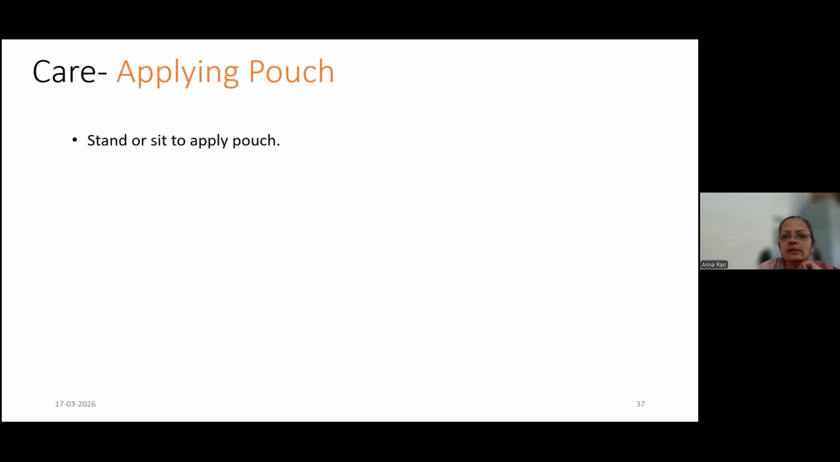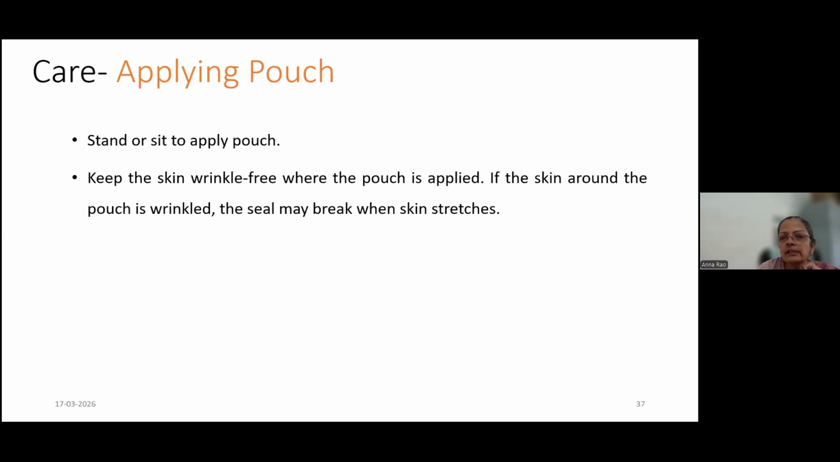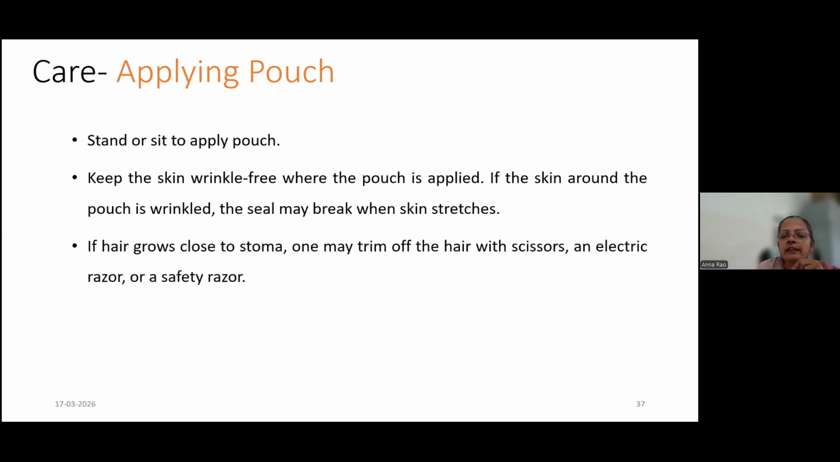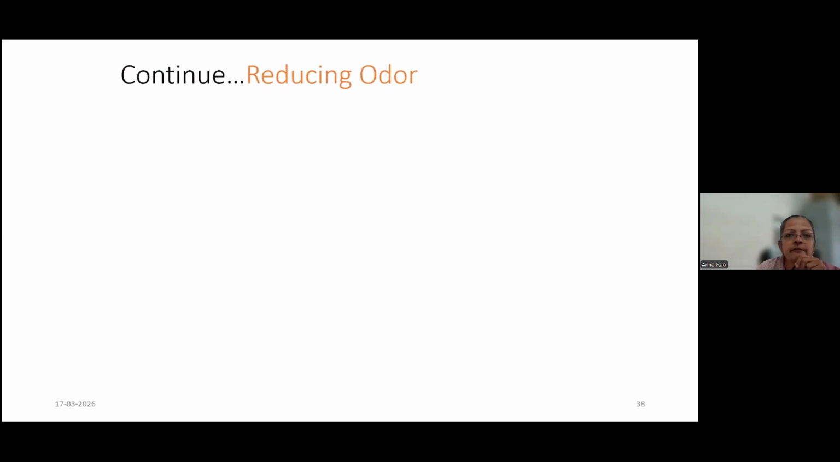How to apply the pouch? Stand or sit while applying, right? Keep the skin wrinkle free. So he may have to stretch, and that's why the creation of the stoma should be on a flat surface of the abdomen. That is why it is important. If you find any hair growth, it can be trimmed off with scissors or an electric razor, but see to it that he doesn't harm himself.